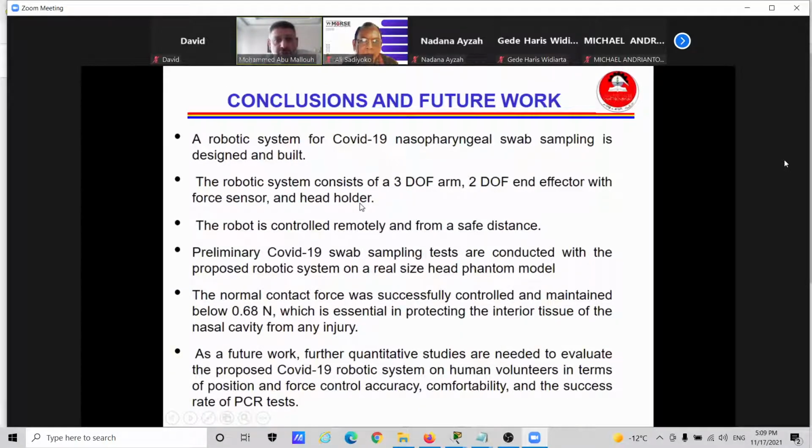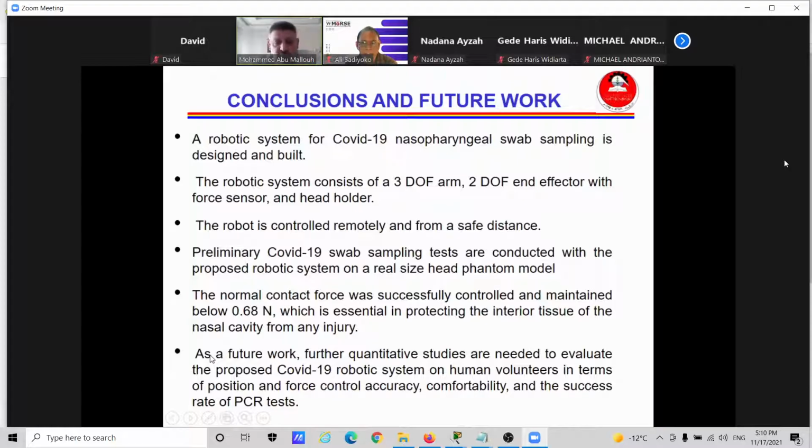Finally, conclusions and future work. A robotic system for COVID-19 nasopharyngeal swab sampling was designed and built. This robotic system consists of a 3-degree of freedom arm and a 2-degree of freedom end effector with a force sensor. The robot is controlled remotely and from a safe distance. The preliminary results we conducted on the real-size head phantom model show that we were able to maintain and control the contact force below 0.68 Newton, which is essential in protecting the interior tissue of the nasal cavity from any injury.